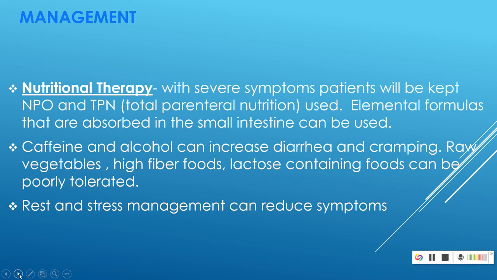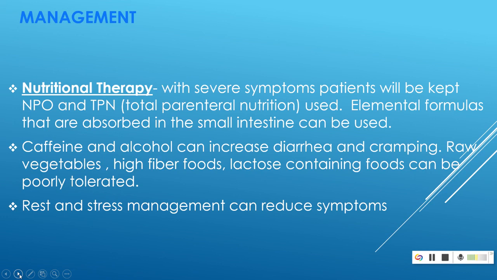Elemental formulas that are absorbed in the small intestine can be used. So we have certain types of tube feedings that will become completely absorbed in the small intestine. So we can put in an NG tube or a gastric tube and give these elemental formulas that are going to be digested in the small intestine, and it won't go to the colon. It won't affect the colon.